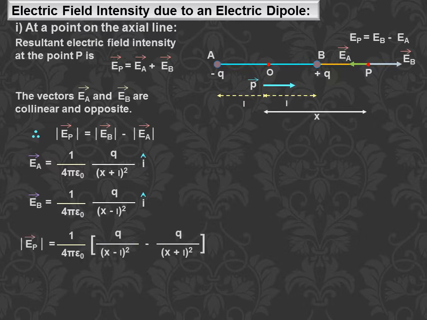In the similar manner, we can find out electric field intensity at point P due to plus q charge, which is taken as EB equals 1 upon 4 pi epsilon naught, q upon (x minus L) whole square, which is the distance from B to P, and i cap is the unit vector along x-axis.